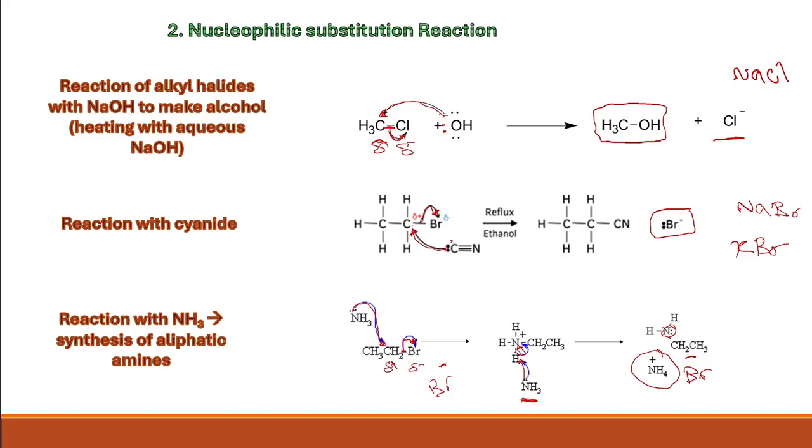And the tertiary amine can also form a quaternary ammonium compound. The quaternary ammonium compound that forms at the end is not going to have any lone pair of electrons on the nitrogen, so it's not going to act as a nucleophile. So you're going to have a mixture of all of these compounds, not only the primary amine.